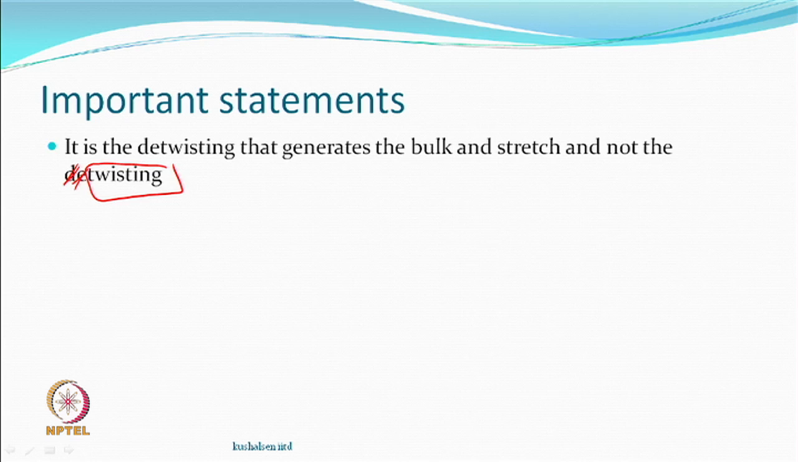Twisting is important, but by twisting you are not getting bulk and stretch. You can't say that I will not twist and I will get the same thing, but finally it is the detwisting which is responsible for generating the bulk and the stretch. Is that right? Clear?